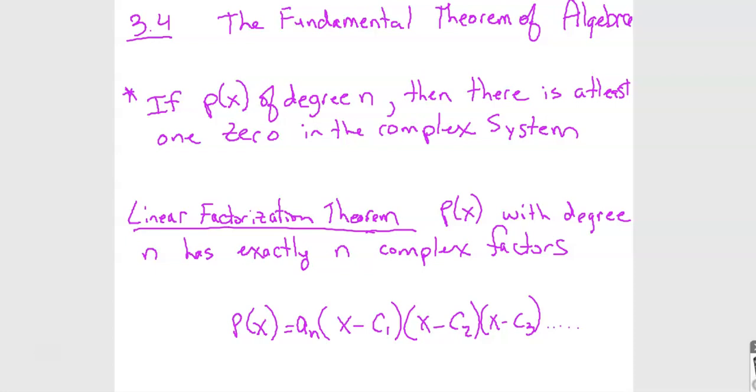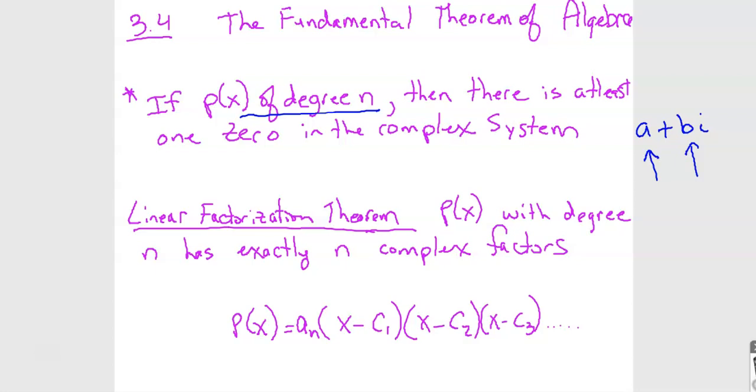The fundamental theorem of algebra basically says if the polynomial is of a certain degree n, then there is at least one zero in the complex system. Just as a reminder, every number is of the complex system. Because you have a real number and then the imaginary aspect, that's called a complex number. So literally every number is of the complex system.